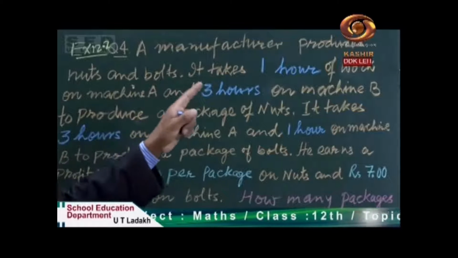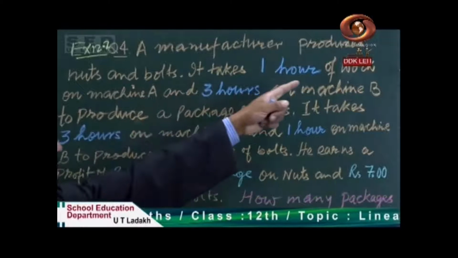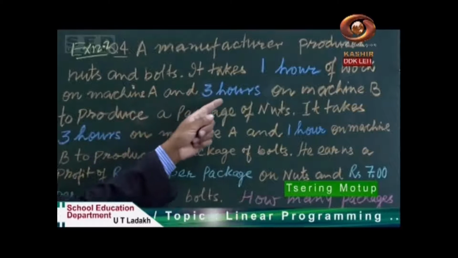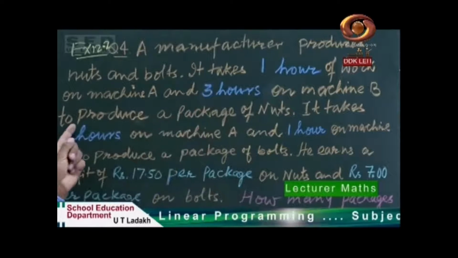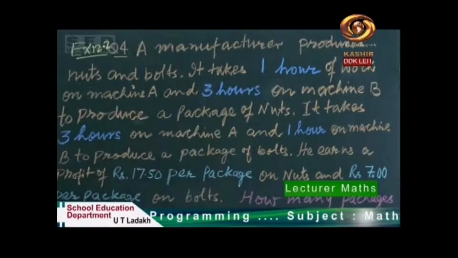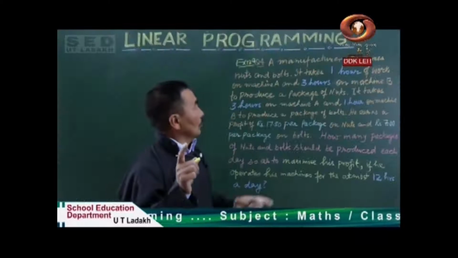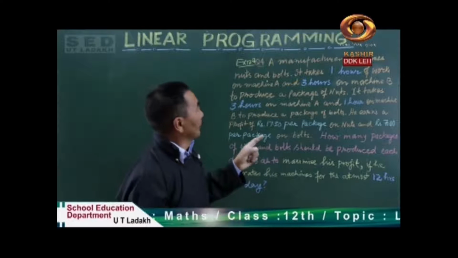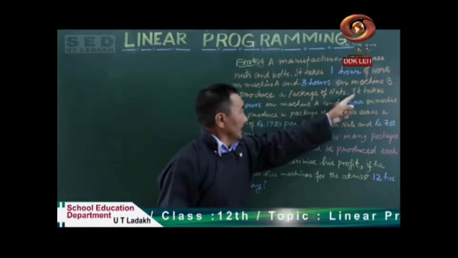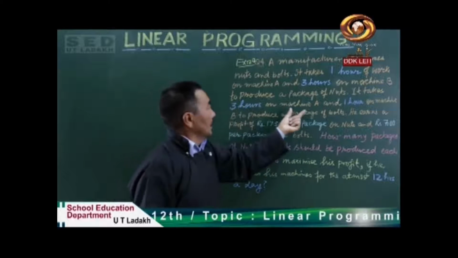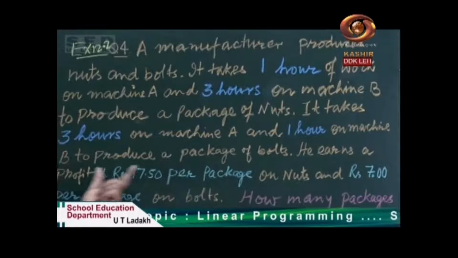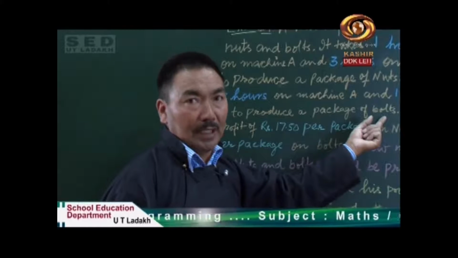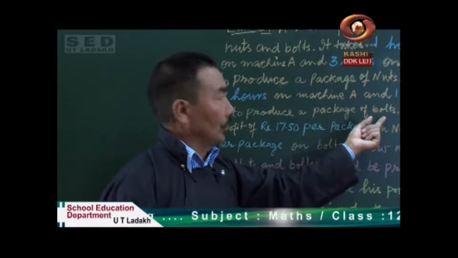It takes 1 hour of work on machine A and 3 hours on machine B to produce a package of nuts. To produce a package of nuts, the manufacturer uses 2 machines, A and B. It takes 3 hours on machine A and 1 hour on machine B to produce a package of bolts. This is the bolt, another item that he wants to produce.